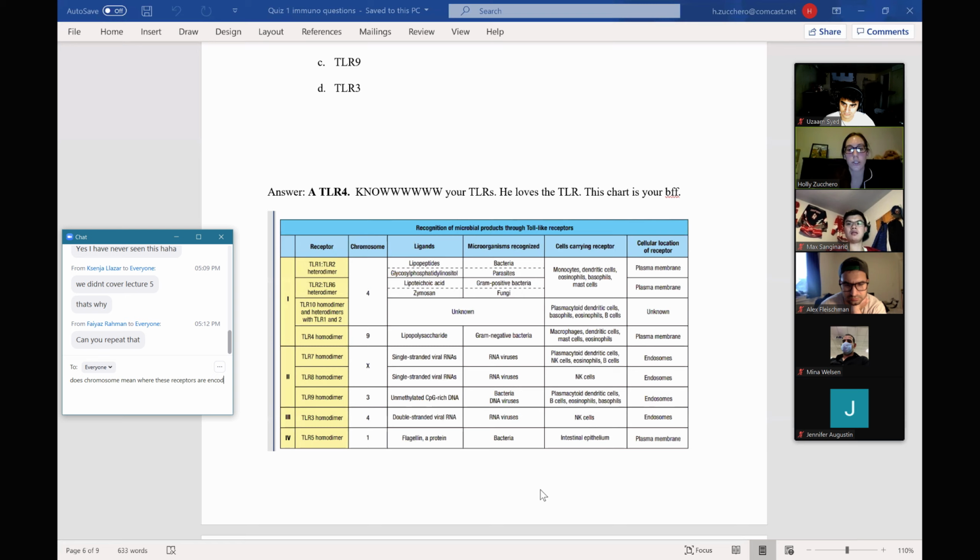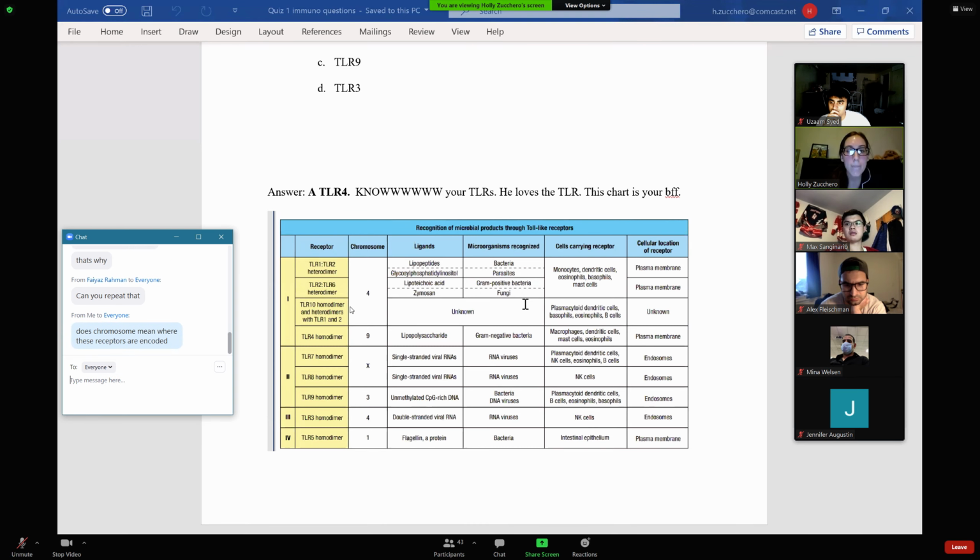So I'm checking the chat again. Does chromosome mean where these receptors are encoded? Also, wait, what did somebody need me to repeat something? What did you need me to repeat?